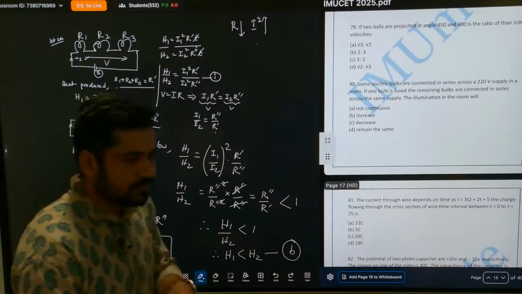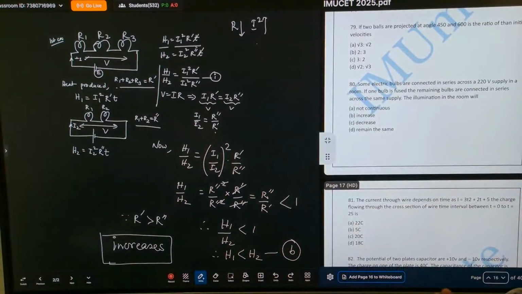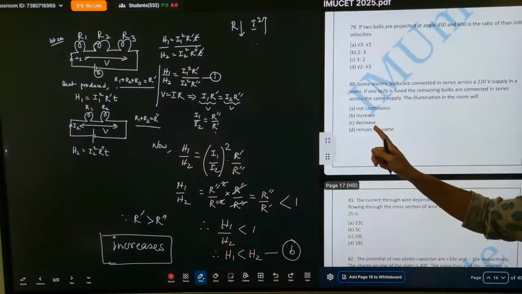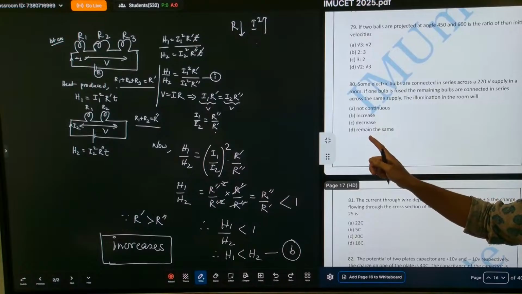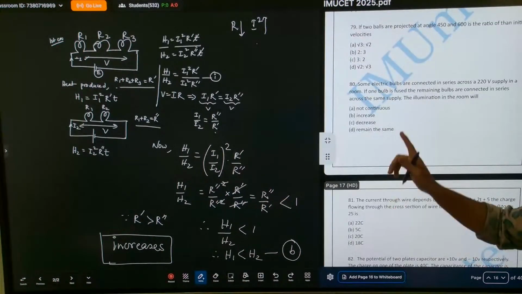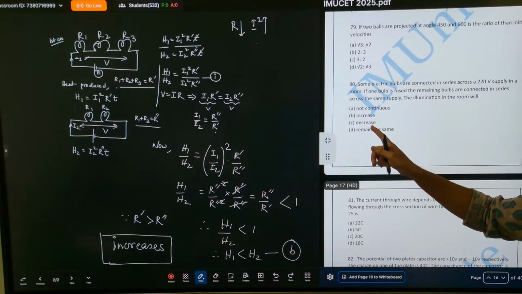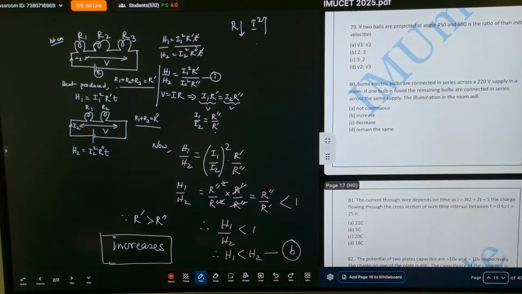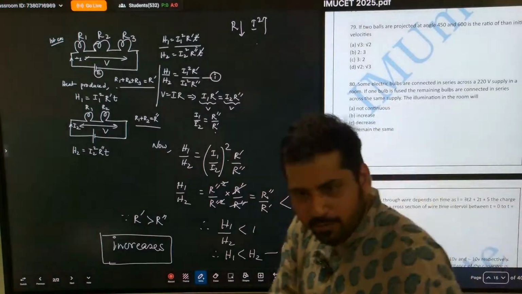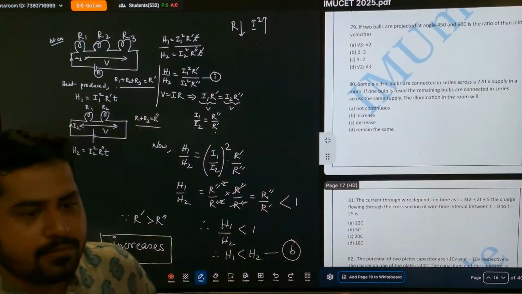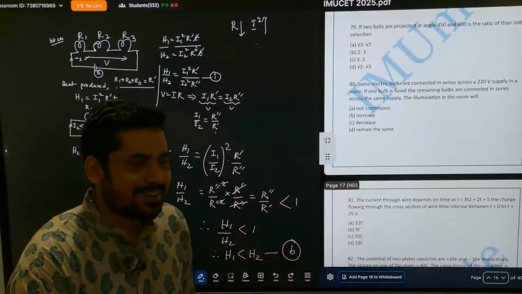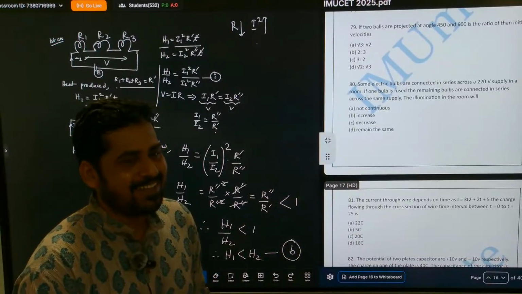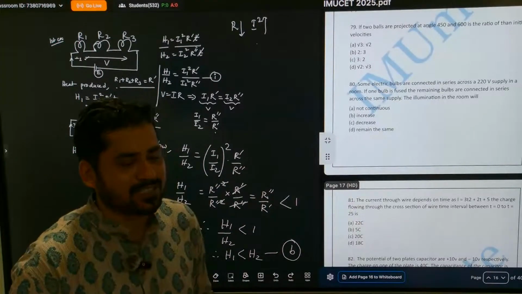See, look at the options first. Number one, not continuous. If the bulbs are not glowing, not continuous would not mean anything. Increases, that could be an option. Decreases, that could be an option. Remains the same. They have not given the option that no illumination. If they had given no illumination, we could approach the problem that if one bulb got fused, that's not easy, he won't give that. One bulb fused means no illumination.